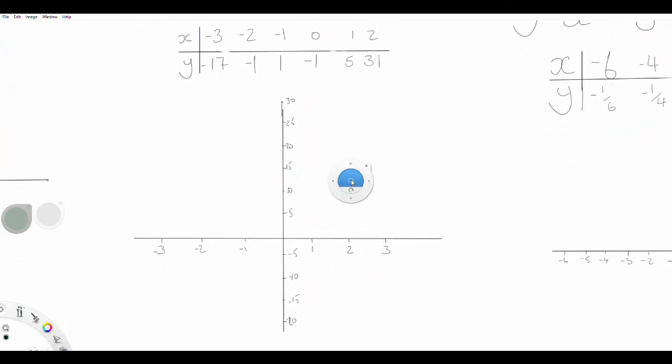And here we are again. So this is our y, this is our x, and we can plot our points on. Let's go for a nice blue this time. So we've got minus 3, minus 17, minus 2, minus 1, minus 1, positive 1, 0 is minus 1, 1, 5, and 2 is all the way up here.